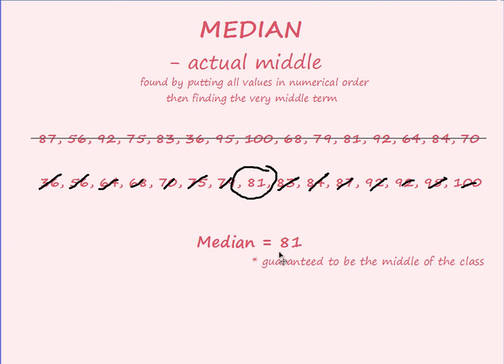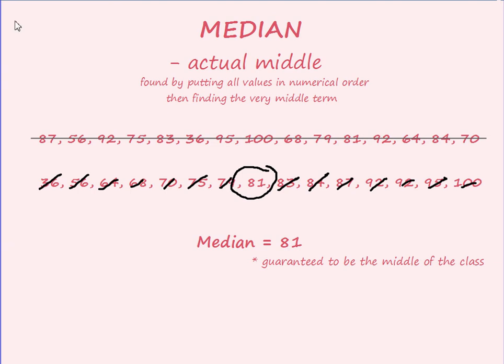The best part about median is it's guaranteed to be the very middle of the class, or middle of your list. Half of the test scores are going to be above 81 and half of the test scores are going to be below. Guaranteed. Now we were very fortunate because we had an odd number of values in our list.